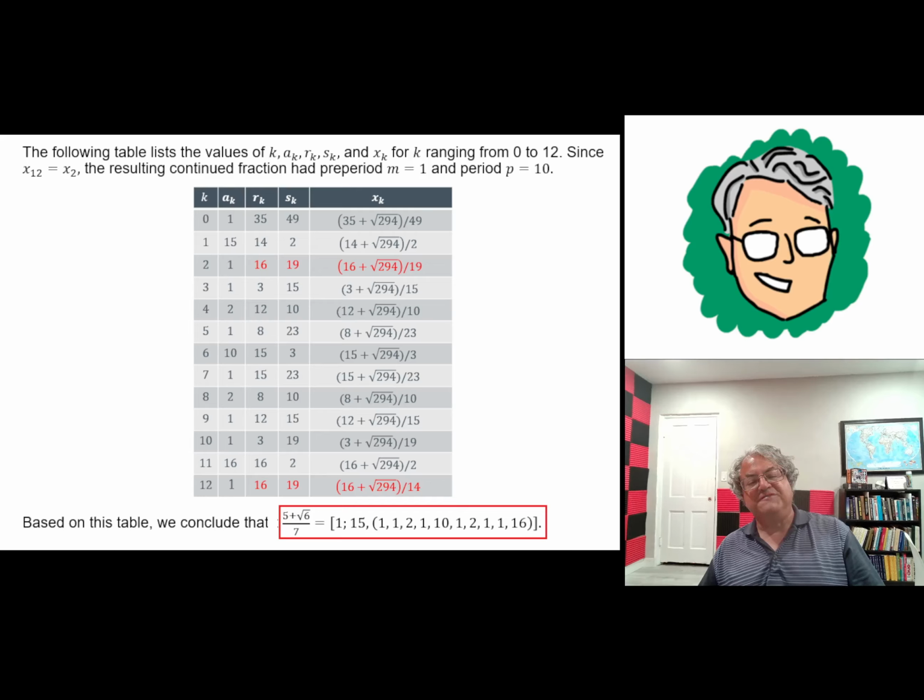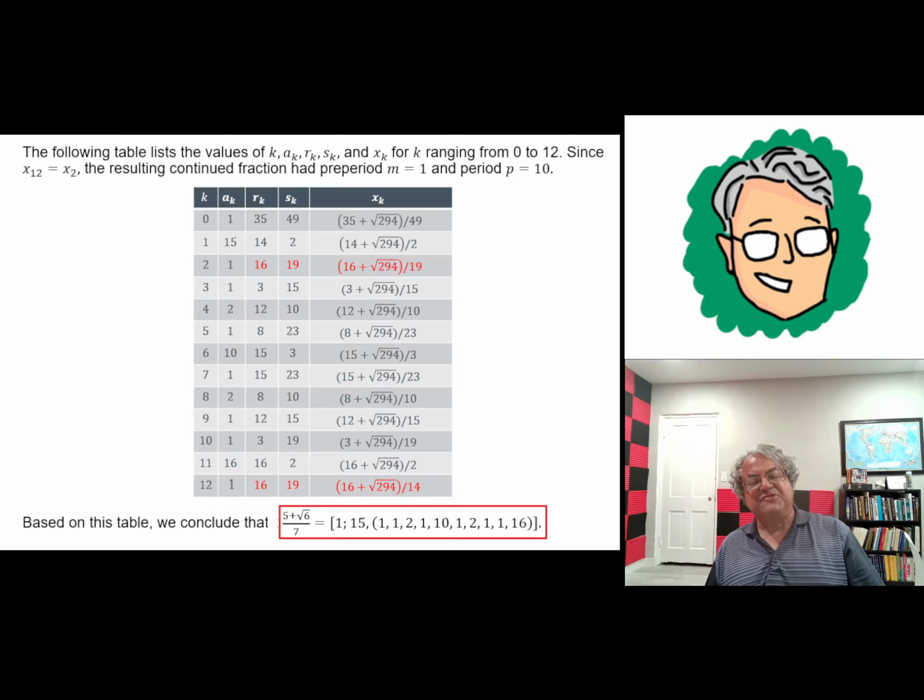X sub 12 is the same as x sub 2. In other words, r sub 12 is r sub 2 and s sub 12 is s sub 2. And that means that the pre-period was 1 and the period was 10. And you just go through the coefficients that we calculate. We already calculated the a sub k. These are the continued fraction coefficients. You just write them down in sequence: 1, 1, 5.